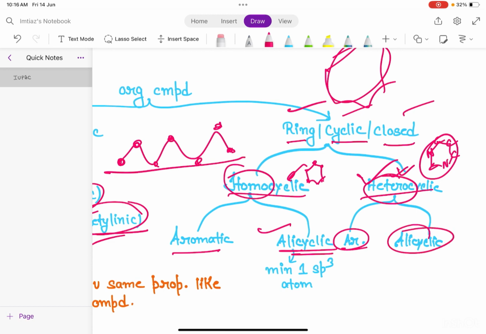Aromatic, what is aromatic? How is it aromatic? We will deal with it in GOC. Aromaticity, Huckel's rule, the 4n plus 2 rule, we will deal with in the GOC chapter. But here, just leave it right now. Just remember that we have aromatic.